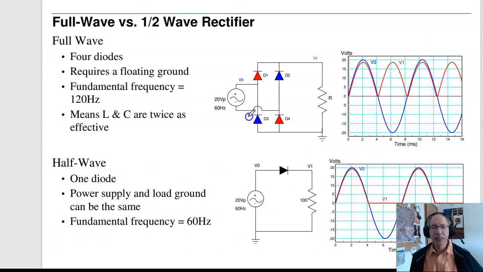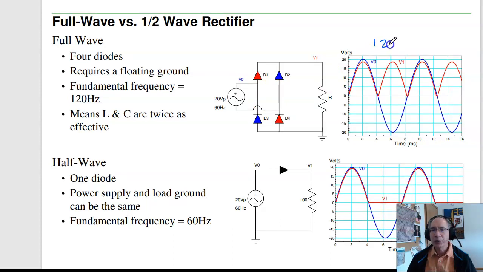Last thing to mention is the difference between half wave and full wave. A full wave rectifier has got 4 diodes. The net result is this is 120 hertz. With a single diode, this will be 60 hertz. What that does is the capacitors are twice as effective. That's 1 over j omega C. The inductor is twice as effective. So I can make the capacitors and inductors only half as big with a full wave rectifier than with a half wave rectifier. So it's kind of your choice. Which is more expensive, extra diodes or bigger capacitors, bigger inductors?